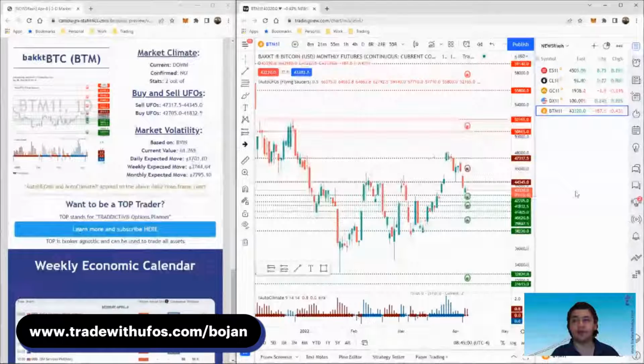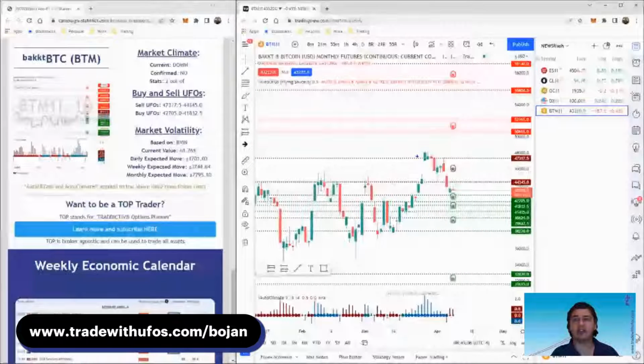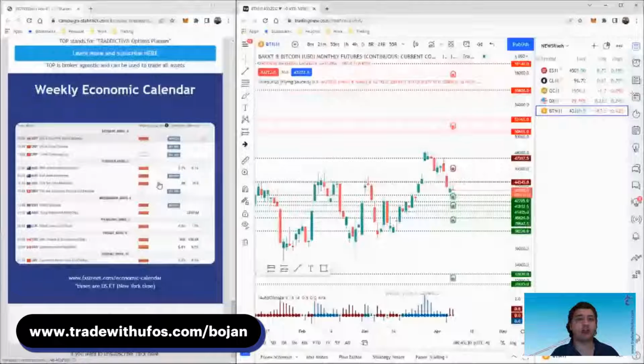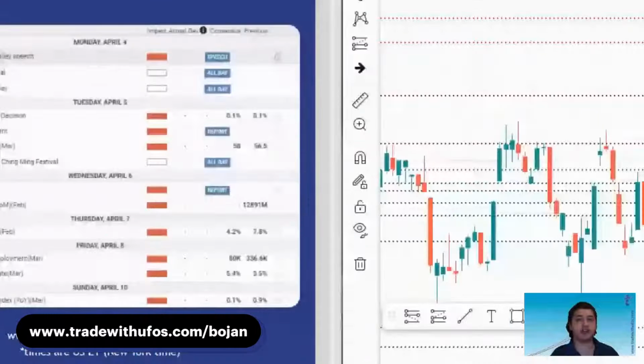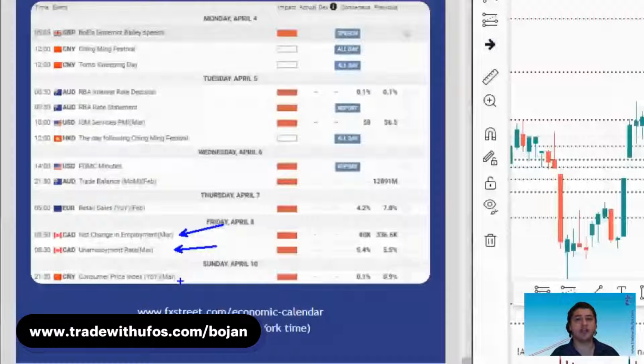Of course, on Bitcoin, we know we tested this 48,000 area again, and have since then dropped down to the 43,000. So quite the drop. Quite a few candles are going to happen for the rest of the day. All right, and that's for today. I'm just going to go over the fact that right as we started the session, there was net change in employment for Canada and the unemployment rate, and the CPI in China.